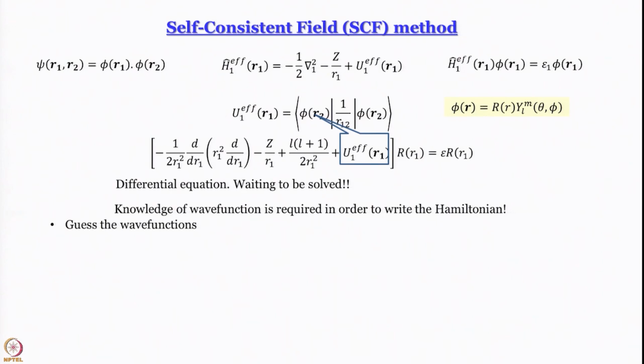So we make an intelligent guess of an appropriate wave function, and then we evaluate this U effective with it. Okay, that now becomes a number. Now you can solve this particular differential equation for the trial wave function. What do you get? Now you get a new set of wave functions. Will they be exactly the same as the trial wave function? Not necessarily. This is the beauty of this technique.